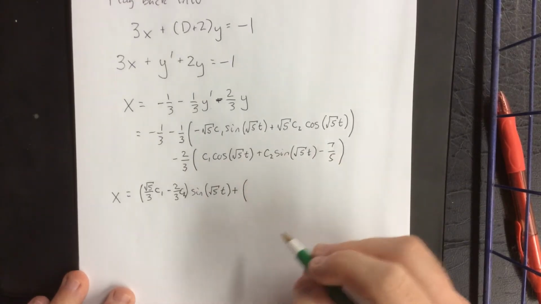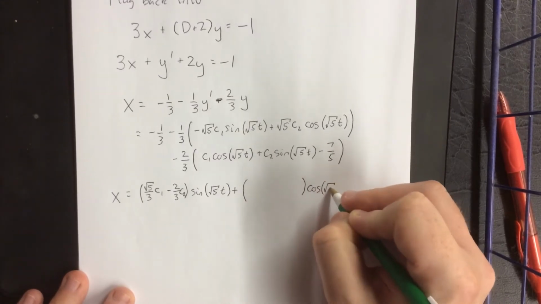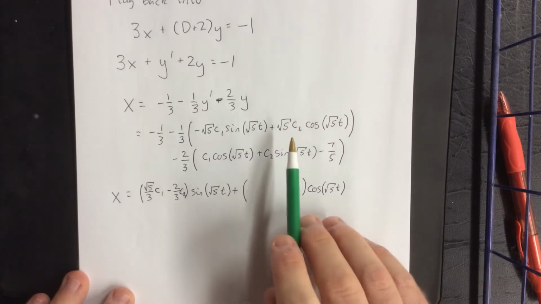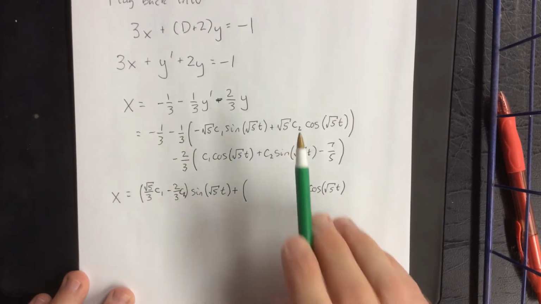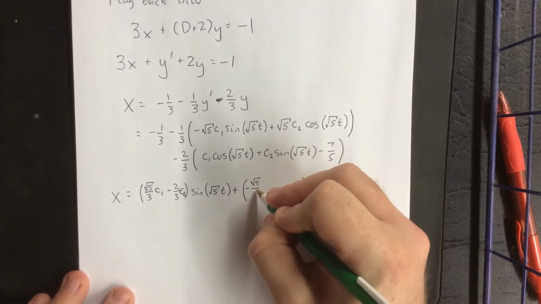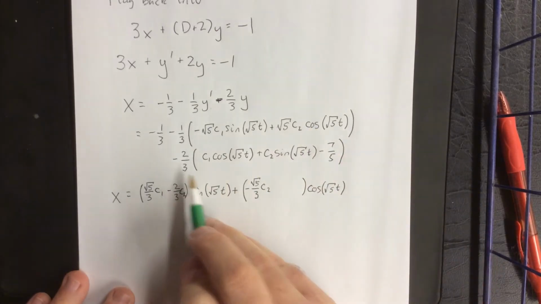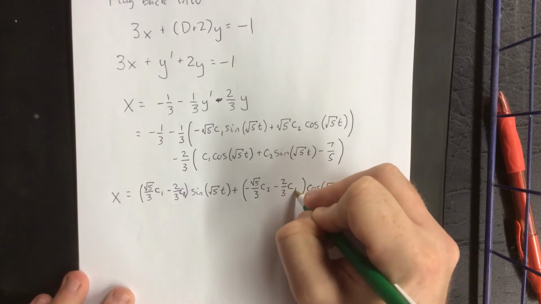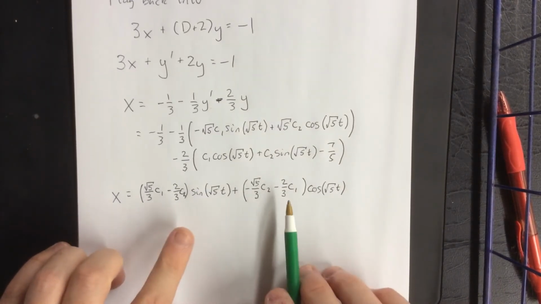Plus, let's group all the cosines together and do something similar. Cosine of the square root of 5 times t. Up here, it looks like we'll have a negative 1/3 times positive root 5 times c2, so we'll call that negative square root of 5 over 3 c2. And then down here we'll have a minus 2/3 c1. Notice how similar these two things are. They have a nice little duality going on.